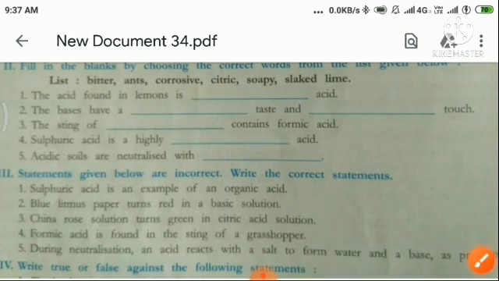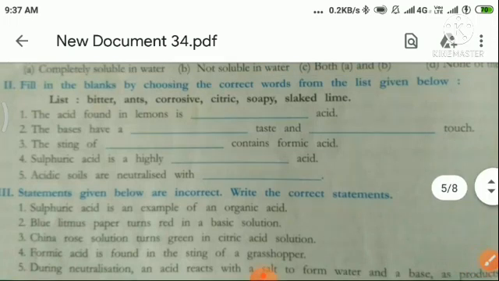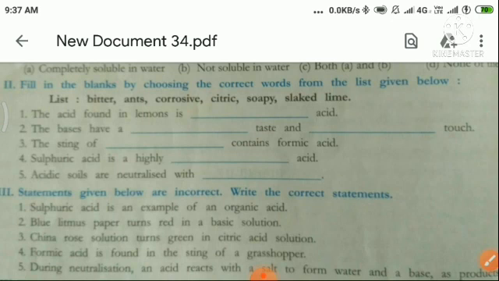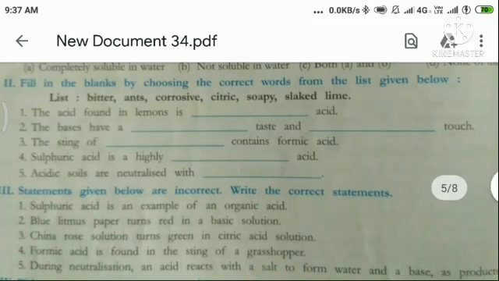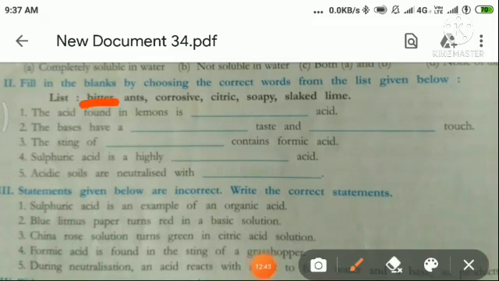Okay, so in place of slippery we can also call it soapy, because soaps are generally very slippery when we touch them. Okay, so for number 2, what do bases have? Bases have a bitter taste and are soapy.